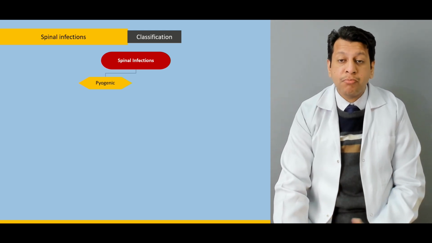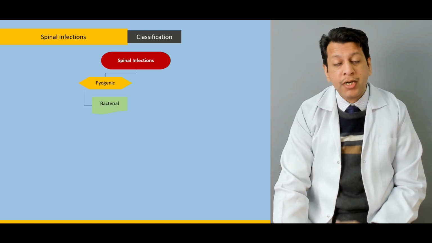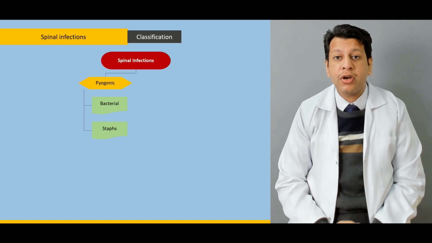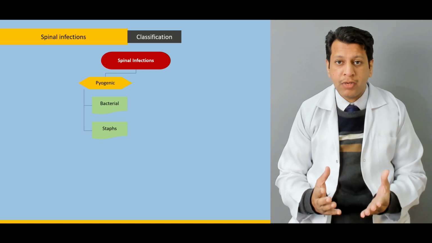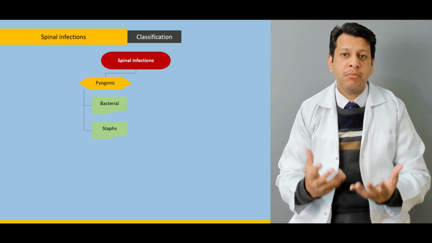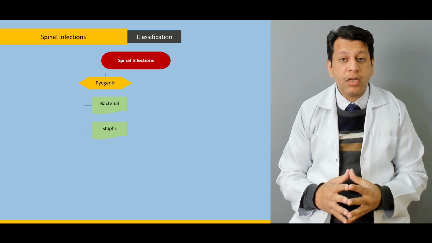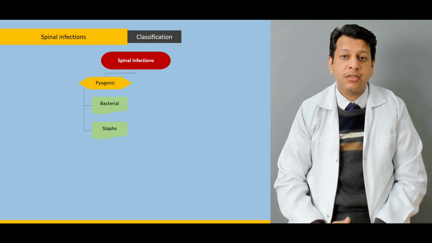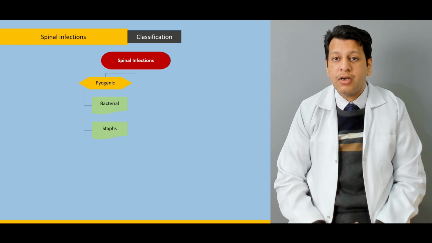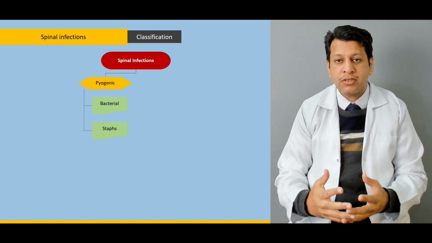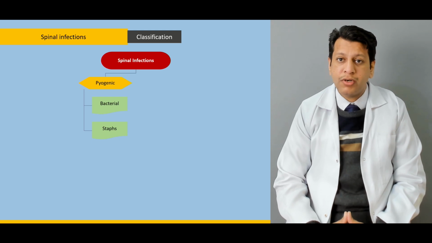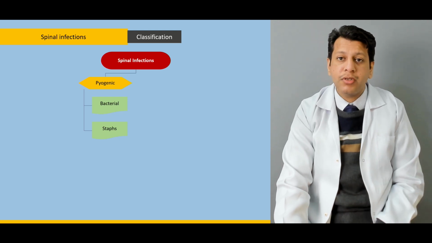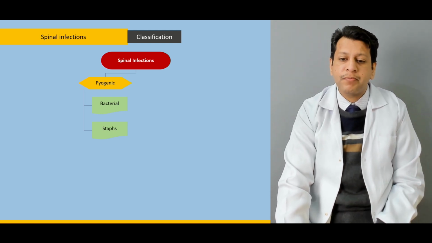Among the bacteria, the most common is Staph aureus. Staph aureus and Staph epidermidis still constitute the bulk of adult pyogenic vertebral osteomyelitis. Other causes could be Pseudomonas, which is usually common in IV drug abusers, and rare causes such as sickle cell disease, where patients may have Salmonella pyogenic osteomyelitis of the vertebra. Therefore, the most common to remember is Staph, but other rare causes could be Pseudomonas as well as Salmonella species.